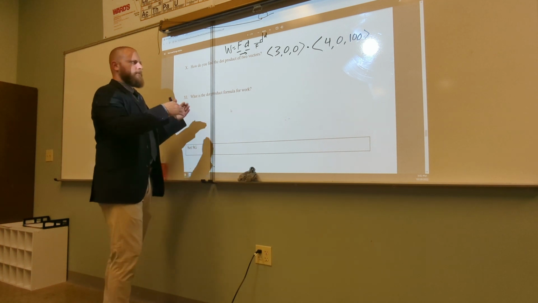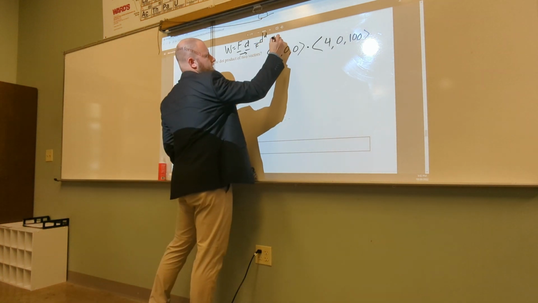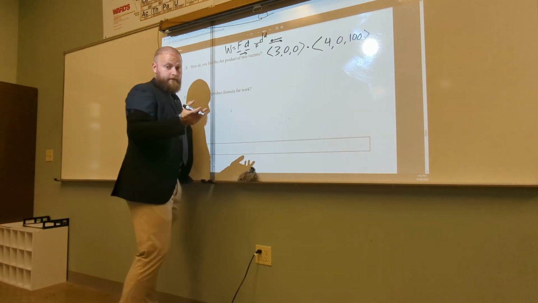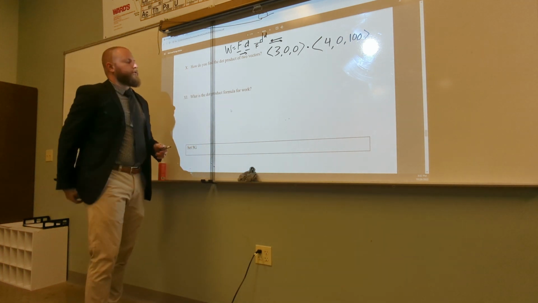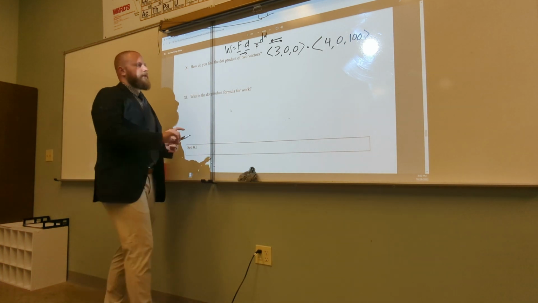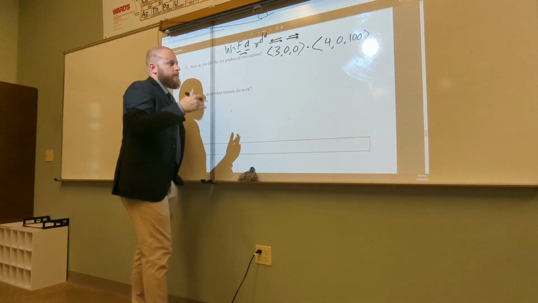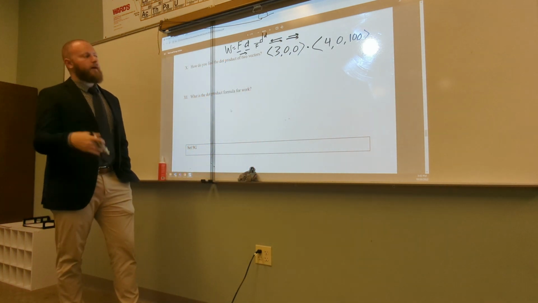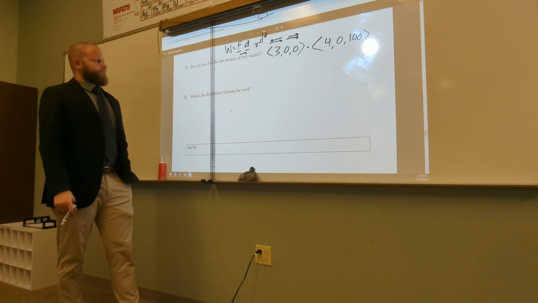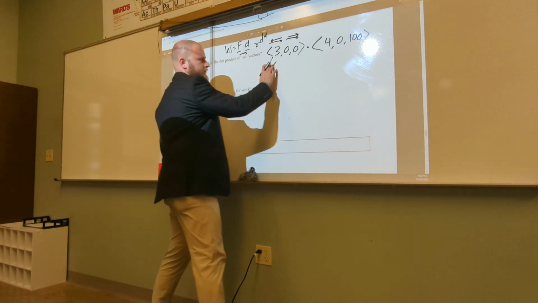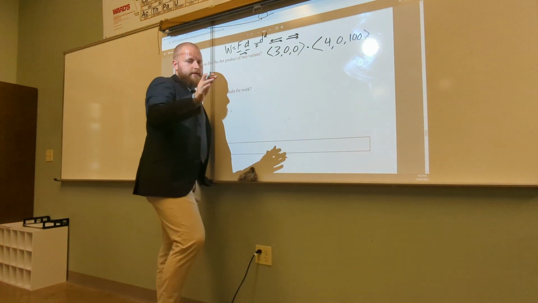If they're in opposite directions, so like this and this, you get a negative number, but you will still get a number, okay? But if they're in the same direction, okay, then you end up with the biggest possible number, okay?